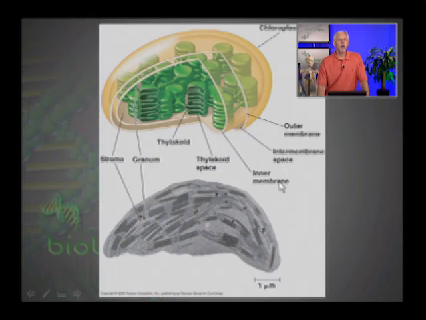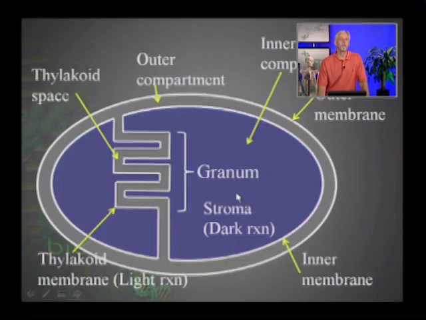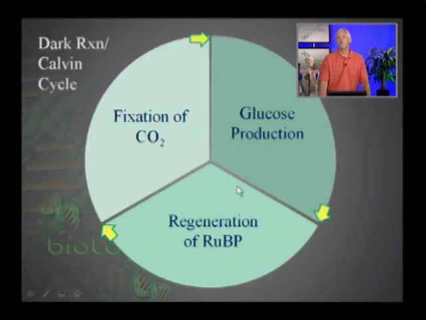Now the dark reaction is going to be taking place in the stroma of the chloroplast, so not within the thylakoid membranes or space, but outside of those. So it's going to be in this area. And essentially this is a bag of enzymes. And so the dark reaction, or the Calvin cycle, is an enzymatic cycle. And there are essentially three parts to this cycle. One is the fixation of carbon dioxide, followed by the actual glucose production, and then regeneration of some important molecules known as RuBPs, which stands for ribulose bisphosphates.